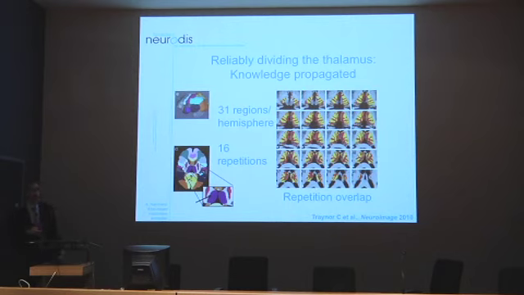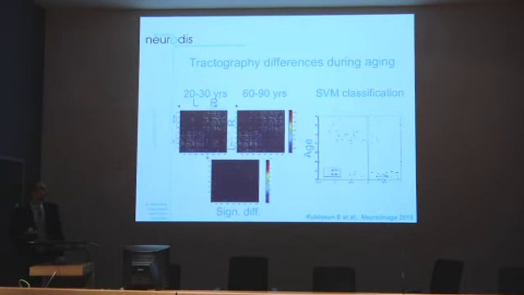So I've called this knowledge propagated, because these aren't regions we have outlined. These are the regions we've outlined. We've outlined the thalamus as a whole, but the subdivisions come from the knowledge we've put in this, plus the knowledge incorporated in the DTI images, which then give information about the connectivity of thalamic subdivisions.